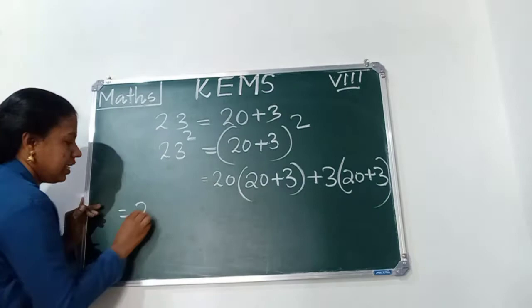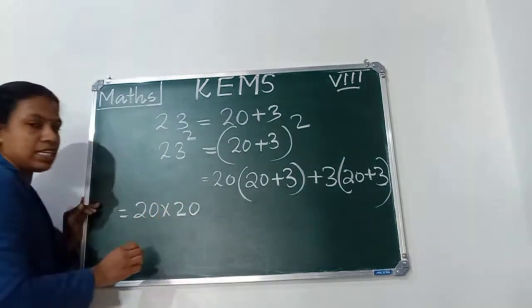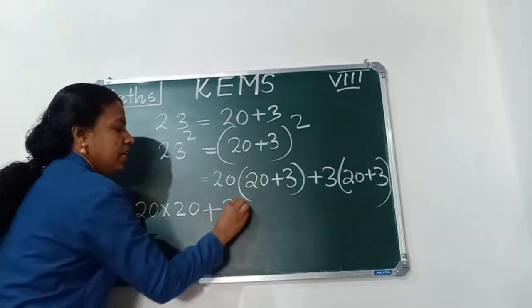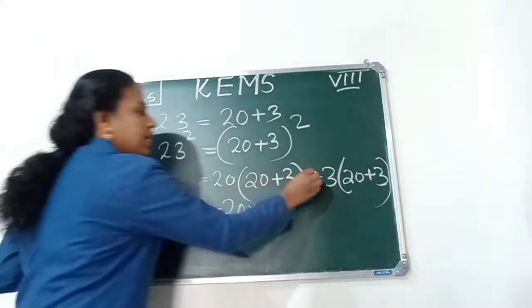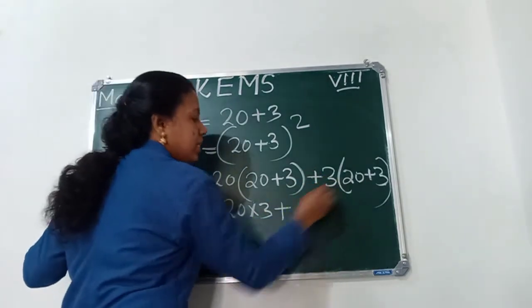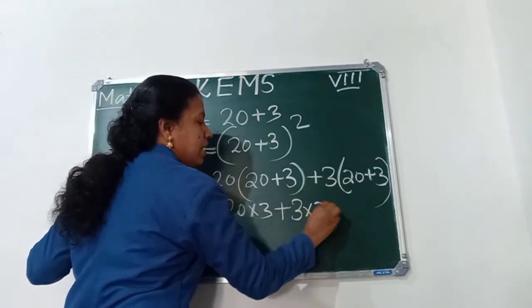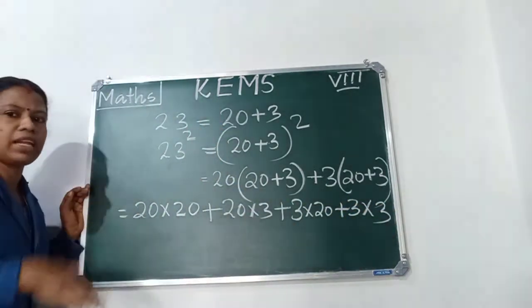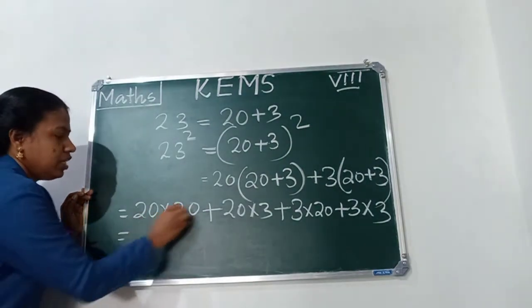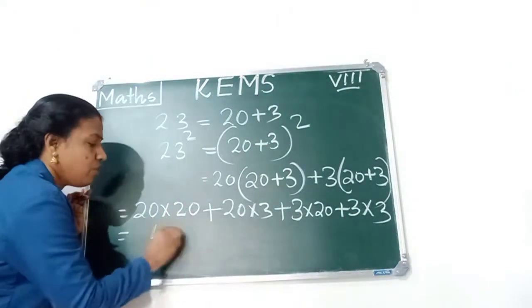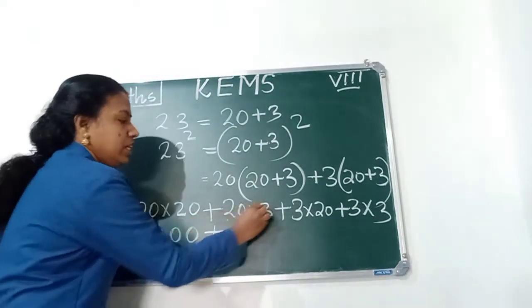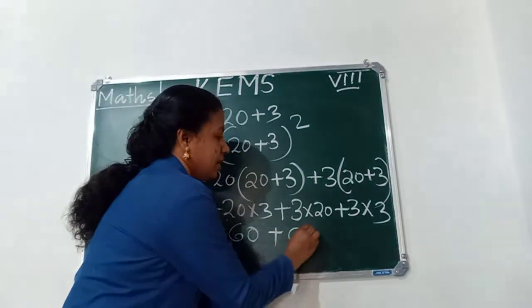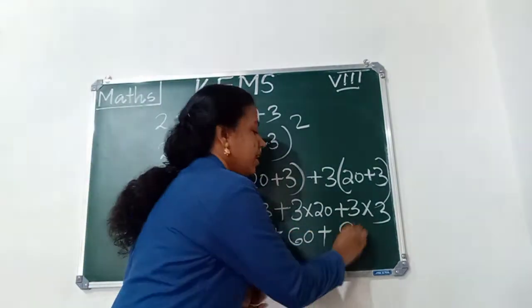Now expand the bracket. First bracket expansion: 20 into 20, then plus 20 into 3. Then plus the next bracket: 3 into 20 plus 3 into 3. Okay, clear? Now find the products. 20 into 20 is 400. Plus 20 into 3, 60. Plus 3 into 20, again 60. Plus 3 into 3, 9.